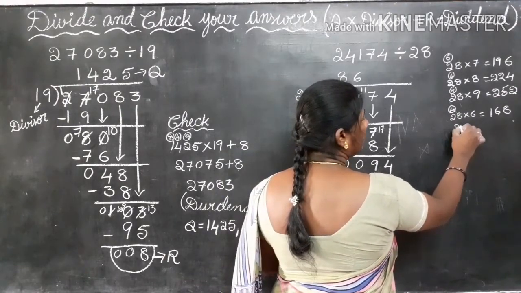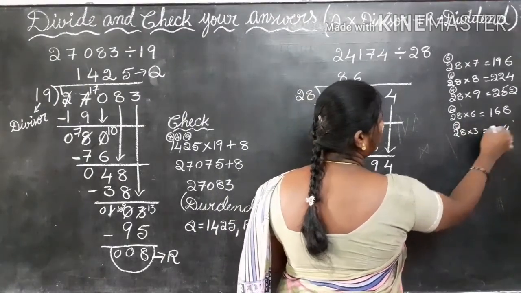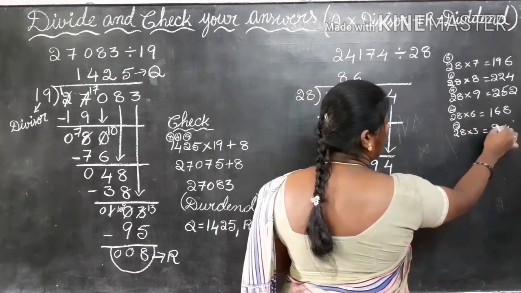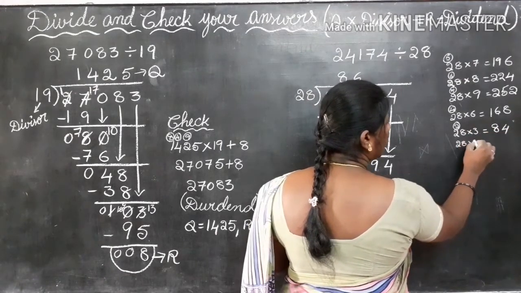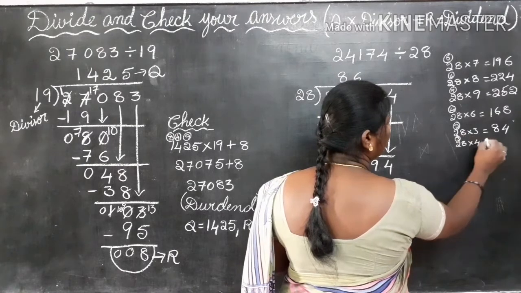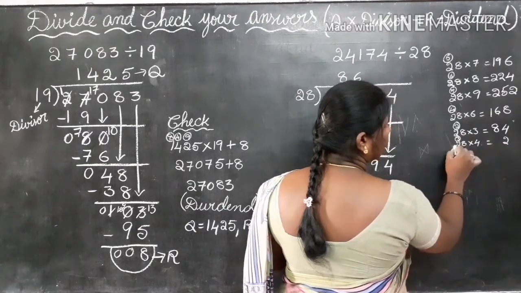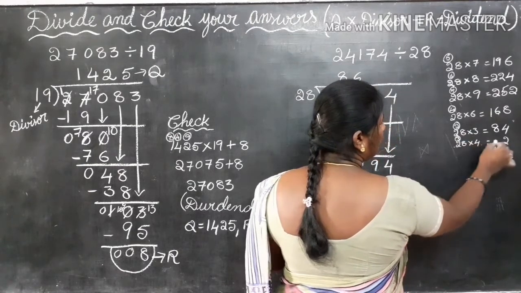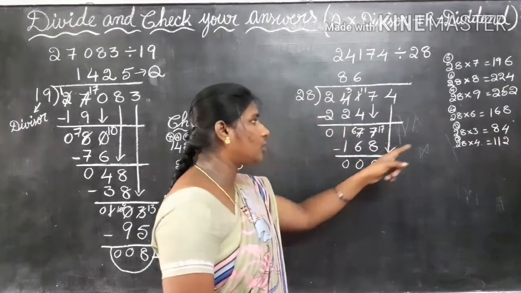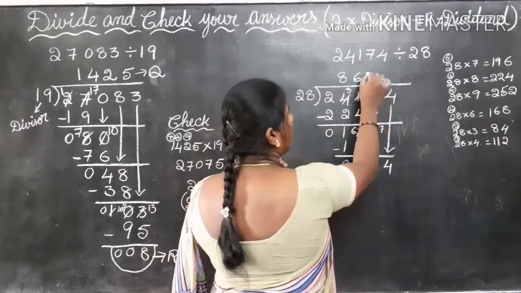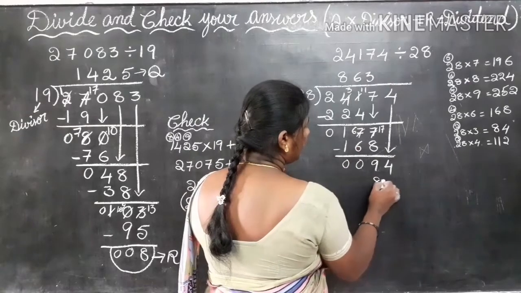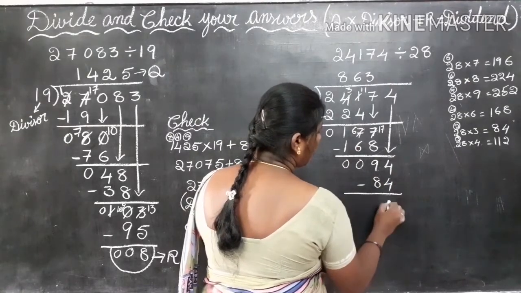3 8s are 24. 3 2s are 6 plus 2, 8. 28 4s: 4 8s are 32. 4 2s are 8. 8 plus 3, 11. 112 we are getting. So 28 3s are 84. 4 minus 4, 0.